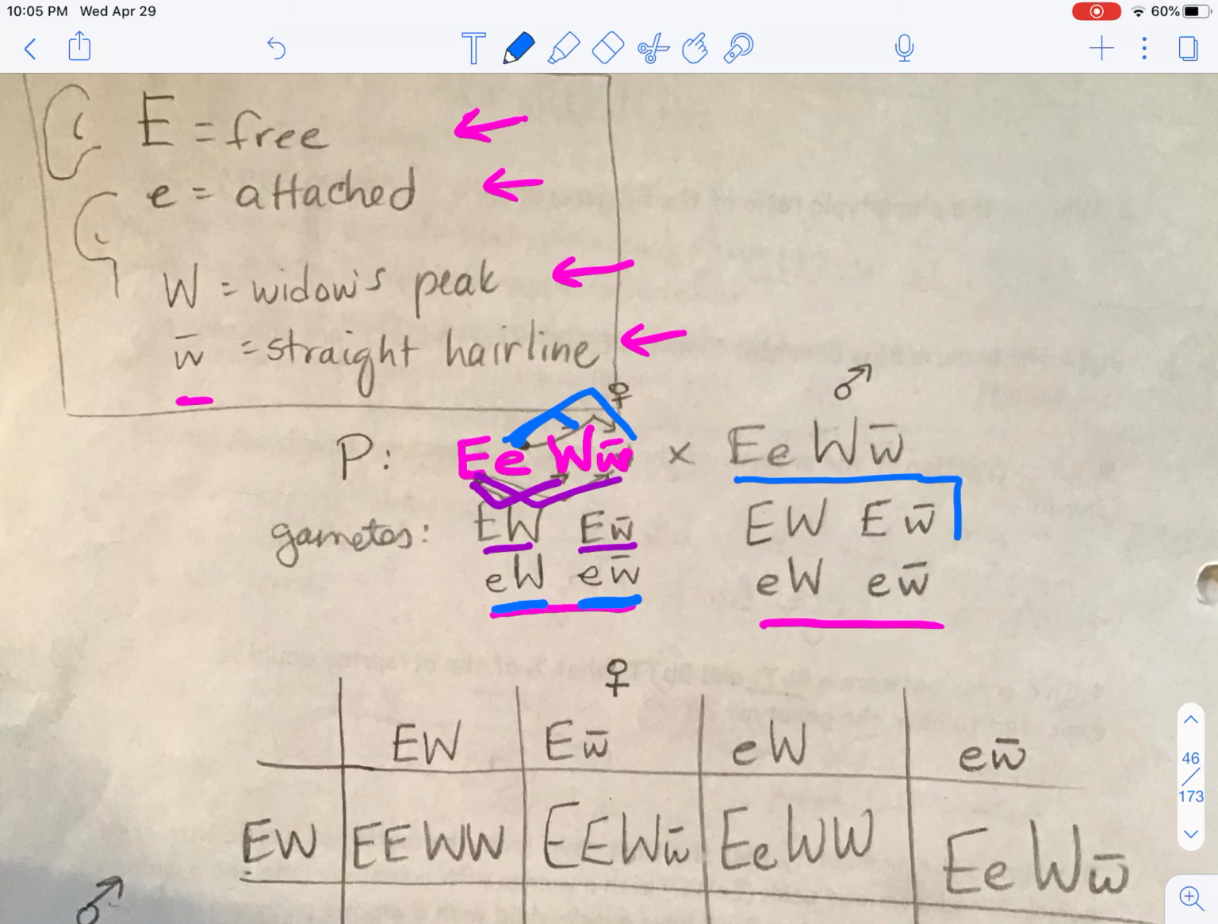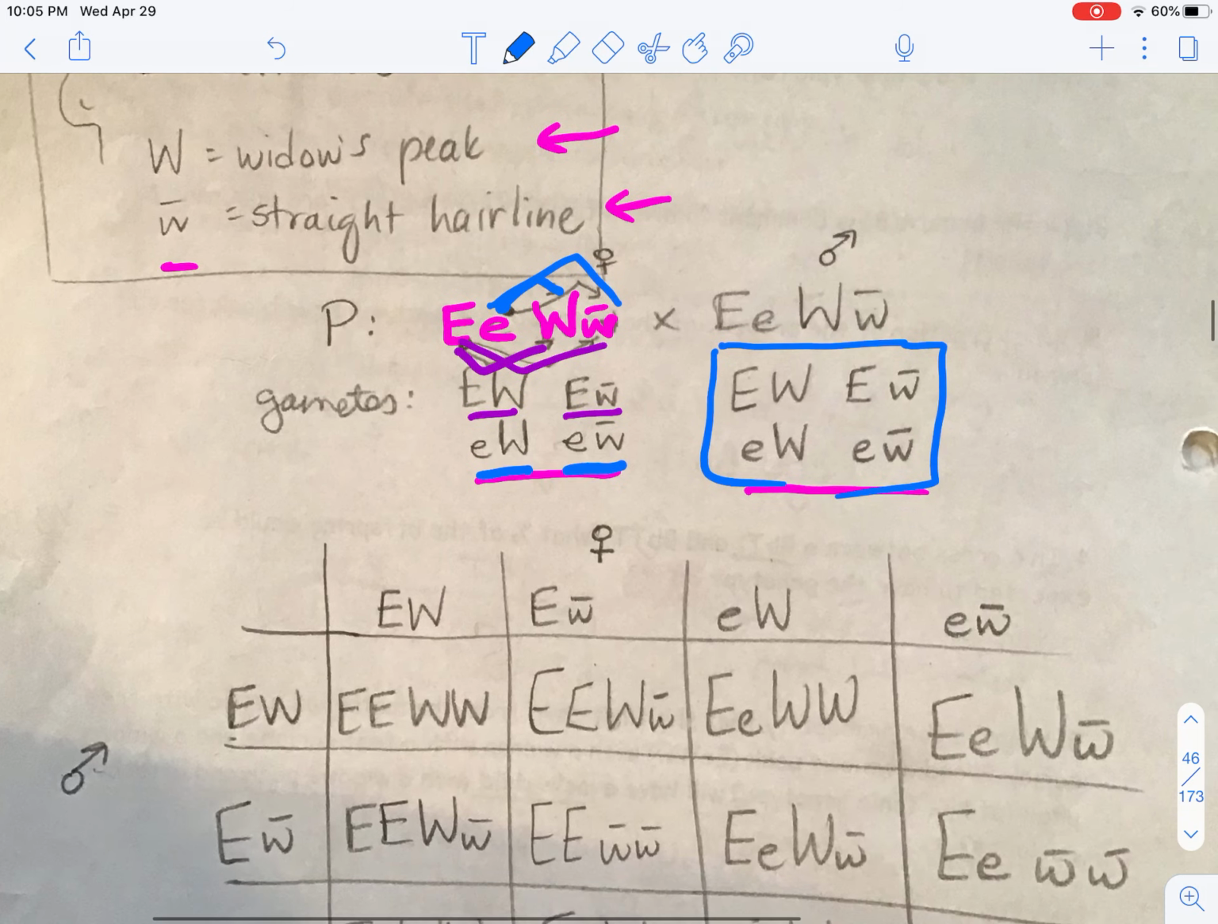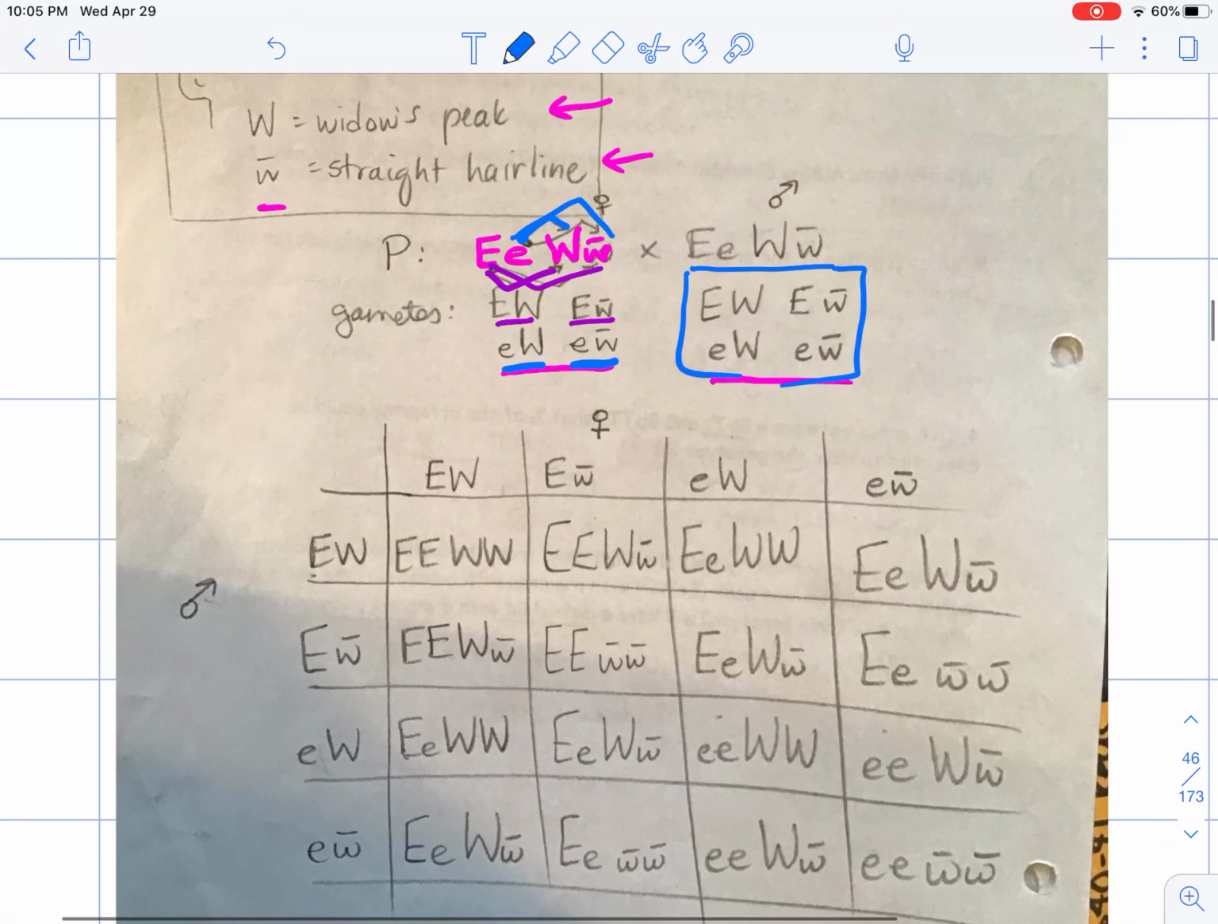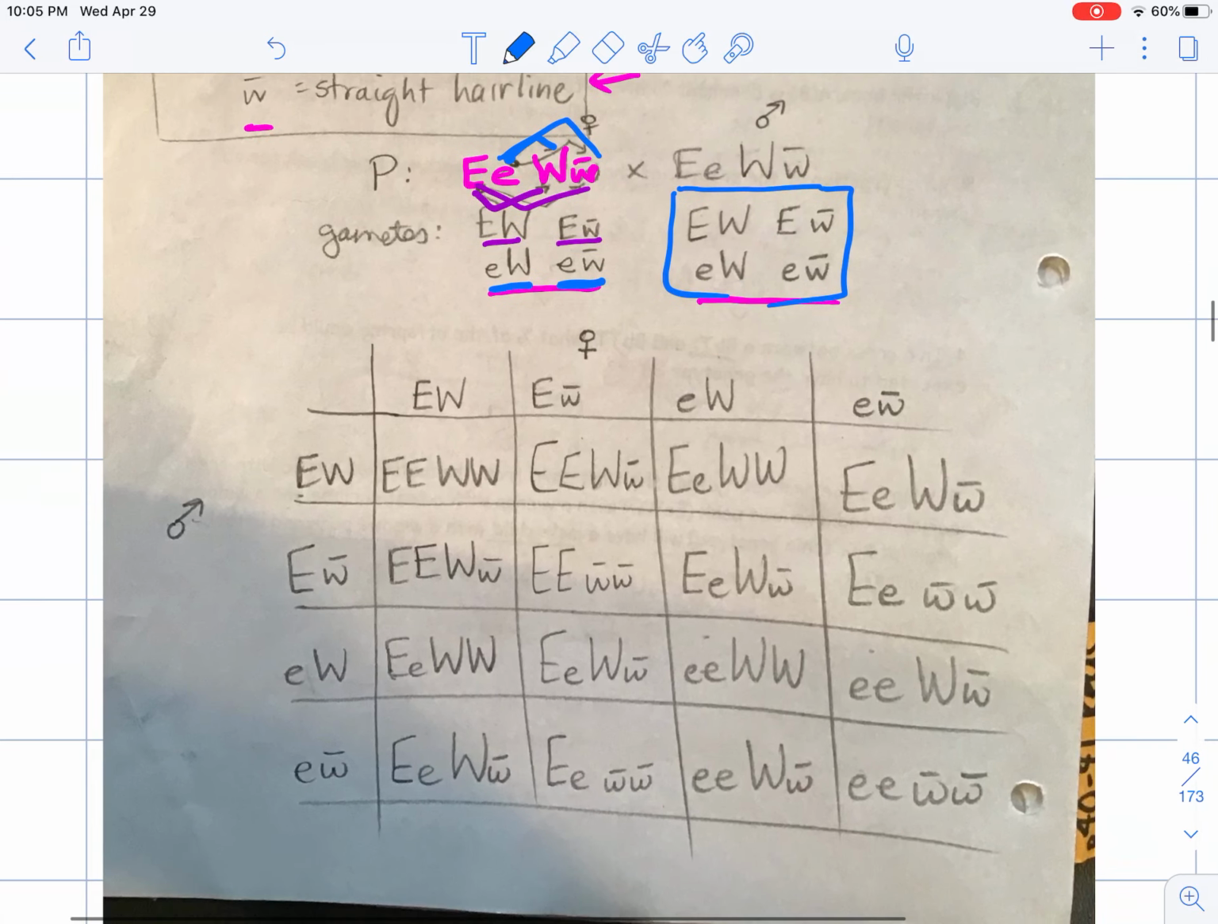Go to the other side. Second guy: little e goes with big W. Little e goes with little w. And of course, the other one is exactly the same, so it's got the same exact 4 gametes. You're going to take those 4 gametes and put them here, as if one of these was a female and one the male. In this case, all of the 4 gamete combinations are put the same on both sides because both parents were the same genotype.